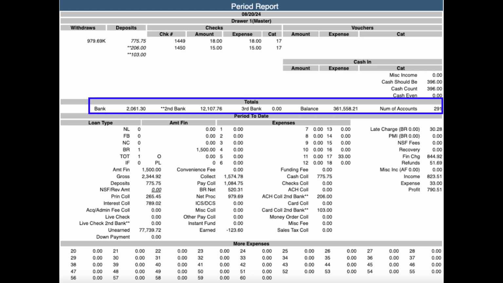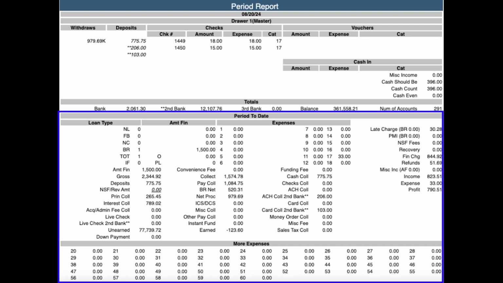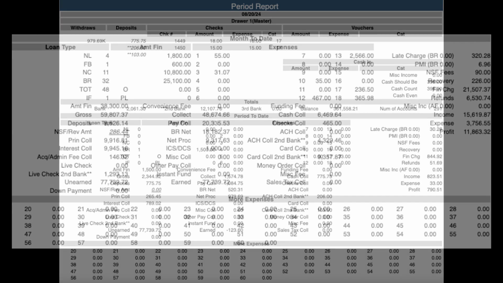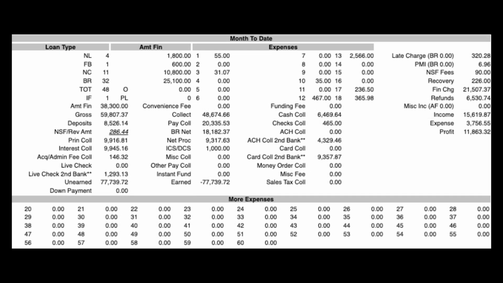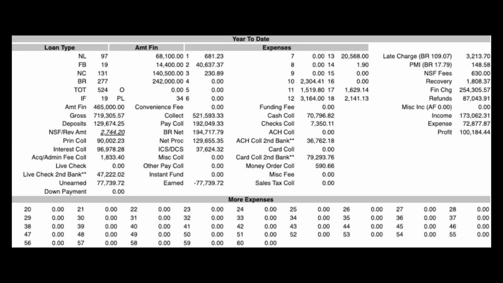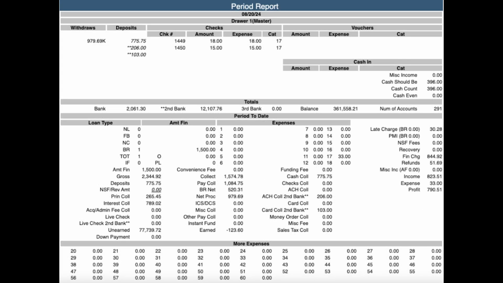Totals: bank balance totals, outstanding loans balance, total number of active loans. Period to date: business day closing total, historical as these are generated at close. Month to date: total since the start of the new month after closing at the end of the month. Year to date: total since the beginning of the new business year after closing the year. Date, drawer, and totals. Withdraws: cash or checks withdrawn from the bank balance.